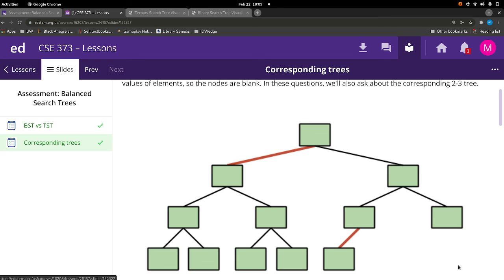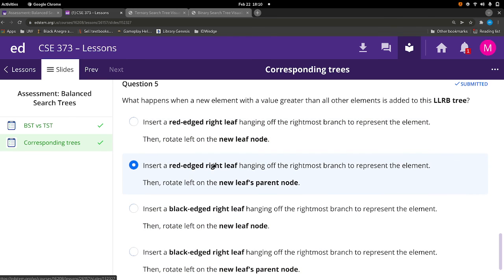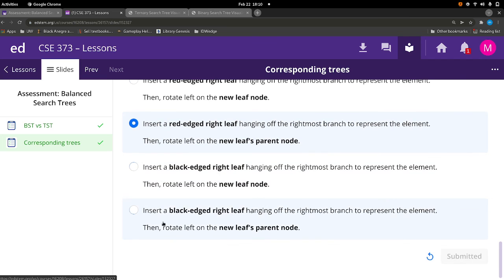But what that means is that it is now violating the whole point of the left-leaning red-black tree, that being that all the red nodes are going to be to the left. So what you would have to do is rotate it to the left, so that the red node is pointing to the left. So what's going to happen is that you insert a red edge leaf hanging off the rightmost branch to represent an element, and then rotate left on the leaf's parent node. So yeah.